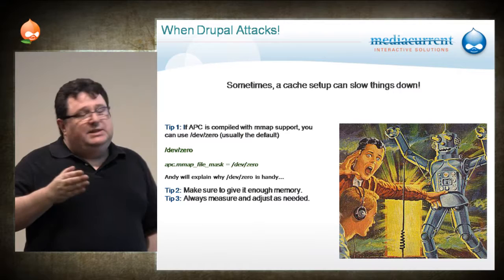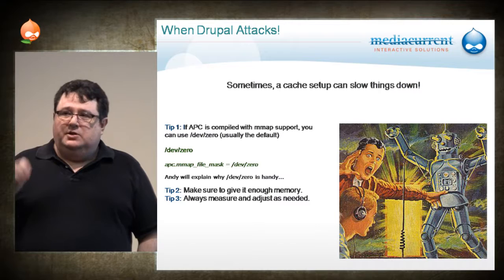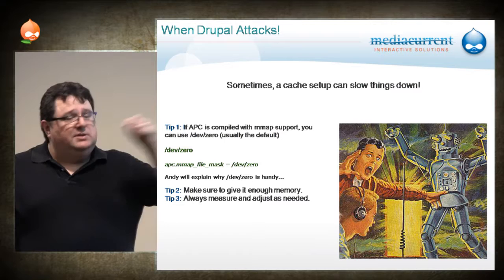/dev/zero is memory that's allocated for the kernel and is not allowed to swap to the hard drive. So if you go into APC and set your file mask to use /dev/zero, the memory will never hit the hard drive.